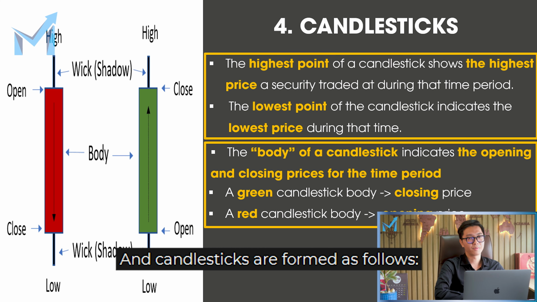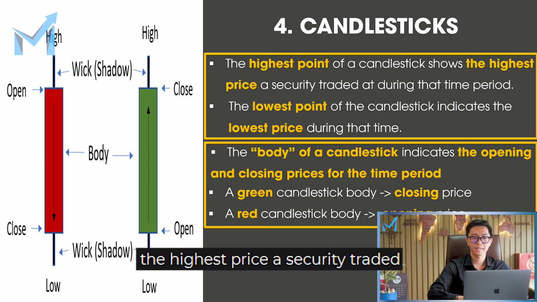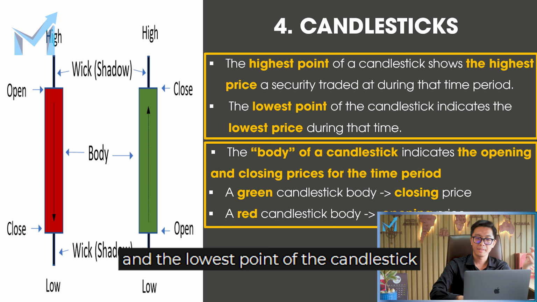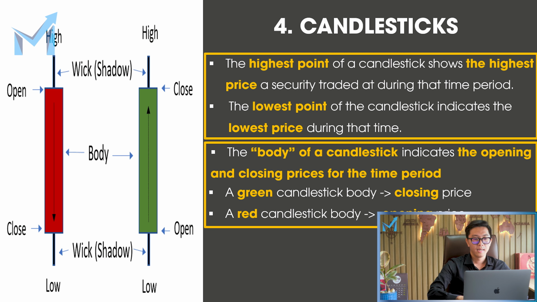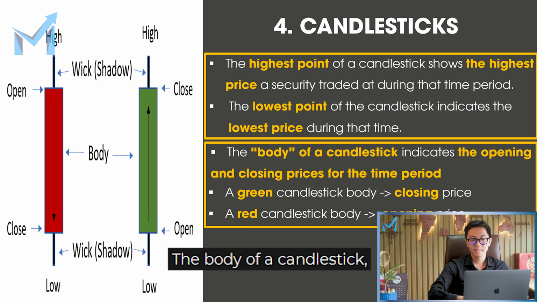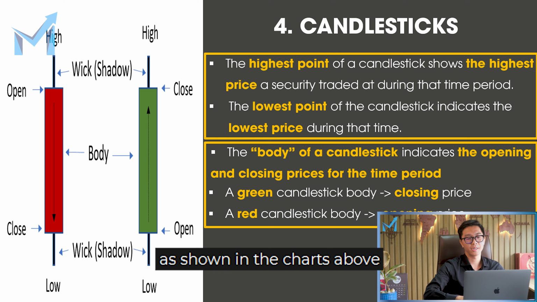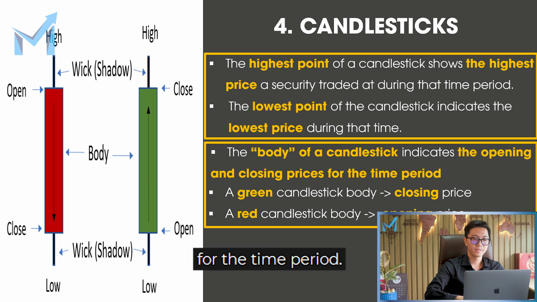And the candlesticks are formed as follows. The highest point of a candlestick shows the highest price at which a security traded during that time period, and the lowest point of the candlestick indicates the lowest price during the time period. And the body of a candlestick, the respective red or green block or thicker part of each candlestick, as shown in the chart above, indicates the opening and the closing prices for the time period.